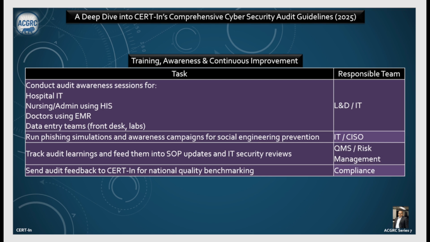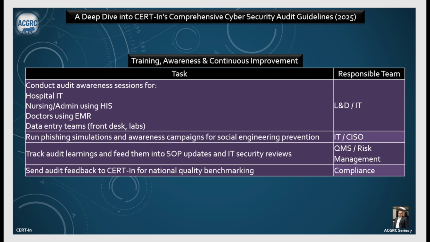The next phase is training, awareness and continuous improvement. You need to conduct your audit awareness session for your hospital IT team, nursing admin team, doctors, data entry team. This will be driven by your learning and development and IT teams. Step 2 is to run phishing simulation and awareness campaign for social engineering prevention, driven by your IT team and your CISO.